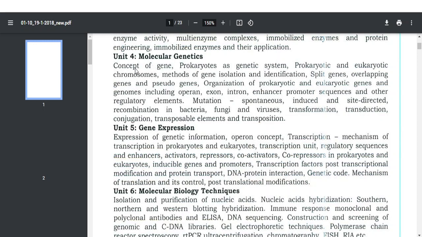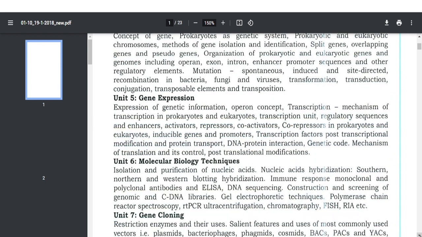Additionally, even if you don't prepare the other topics I mentioned, just prepare notes for mutation, recombination, site directed mutagenesis, transformation, transduction, conjugation, transposable elements and transposition. You can expect at least 5 to 6 questions from mutation, transposons, site directed mutagenesis and gene transfer techniques.